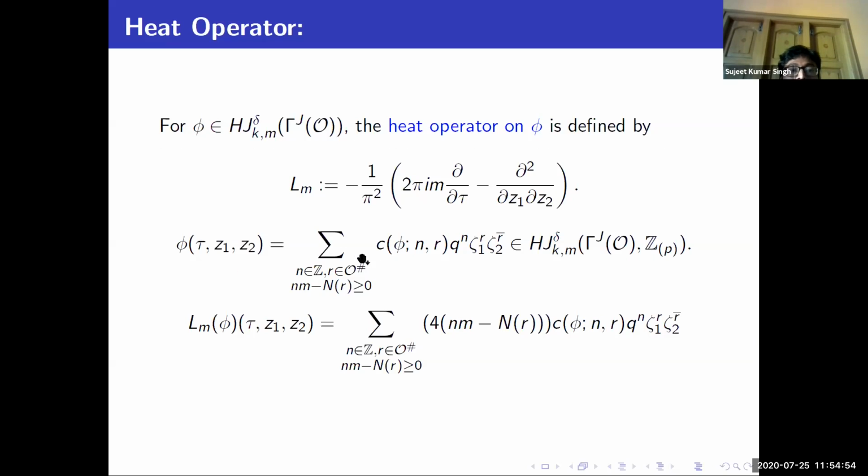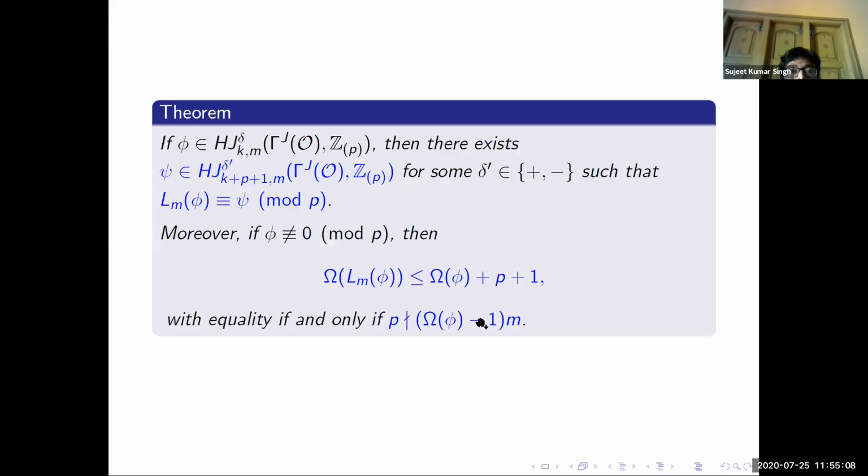And similar to modular forms, we have a heat operator in this case, and if we apply this heat operator on any Hermitian Jacobi form, then it again gives a Fourier expansion of this form. So next, as we have seen in the case of modular forms, we needed to prove a similar result here for Hermitian Jacobi forms, and this was the big problem for us to prove.